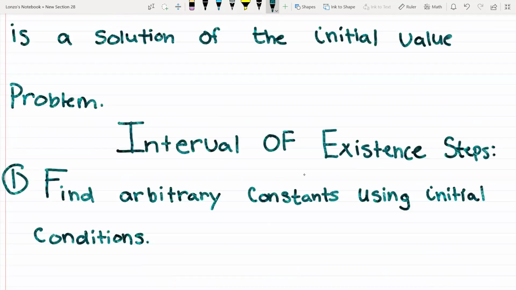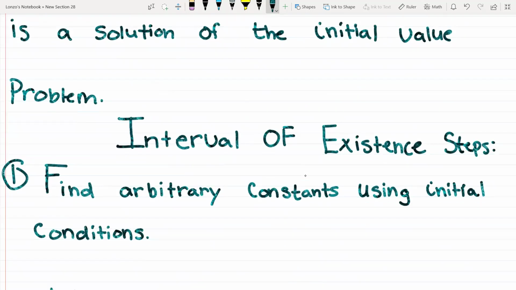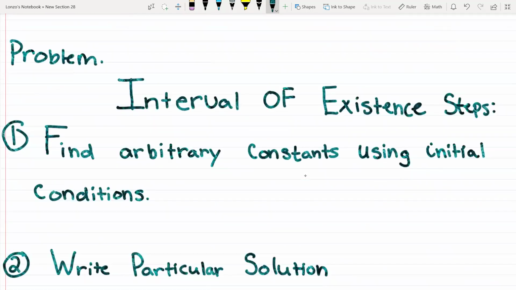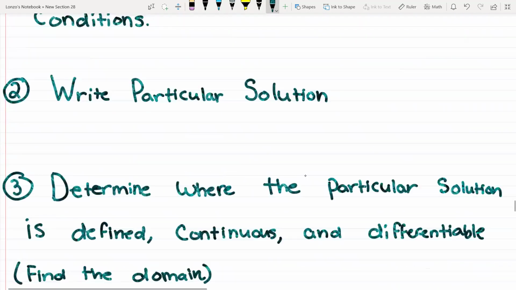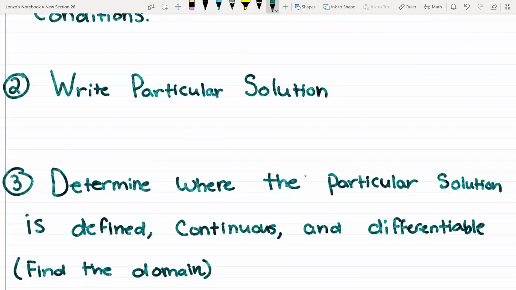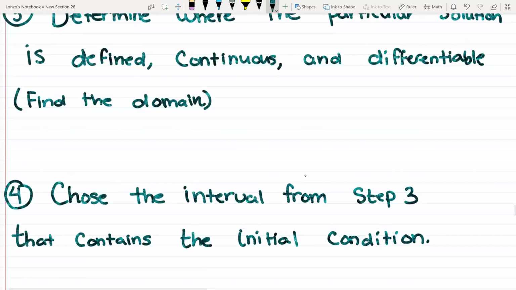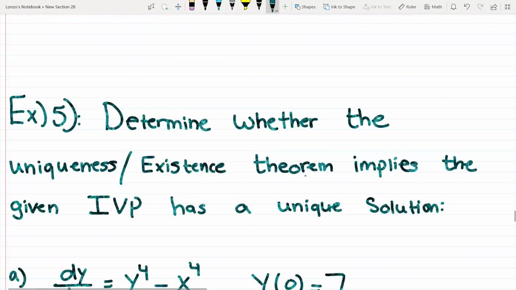So how do you find the interval of existence? Steps: find the arbitrary constant using the initial condition. Write a particular solution. Determine whether the particular solution is defined, continuous, and differentiable. Find the domain. Choose the interval from step 3 that contains the initial condition. So let's do an example.